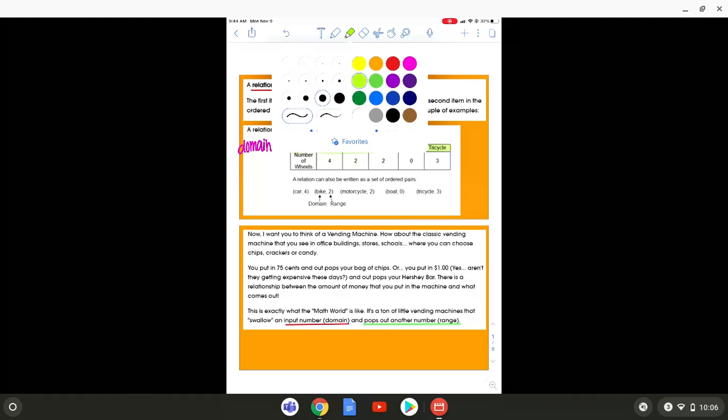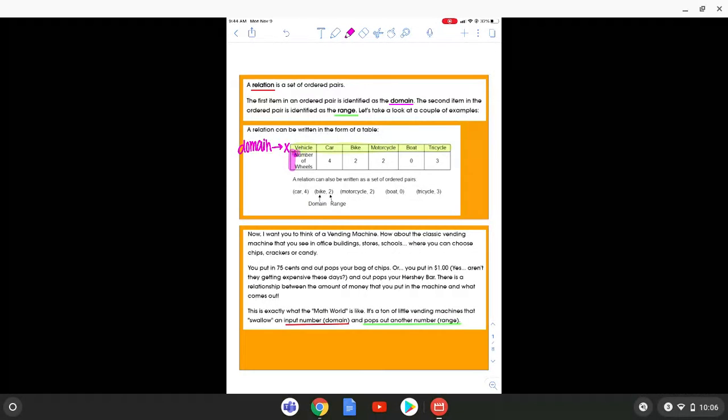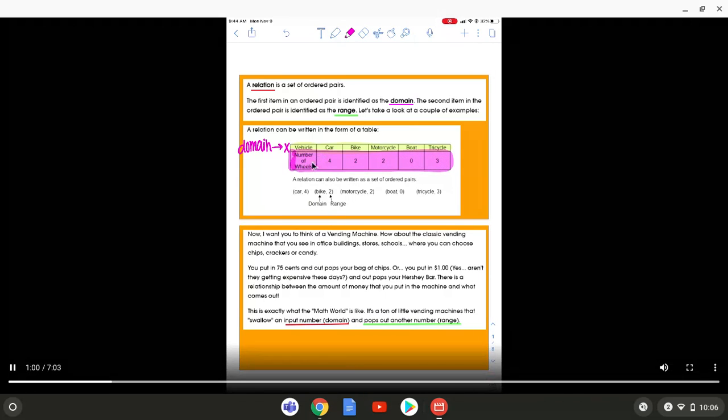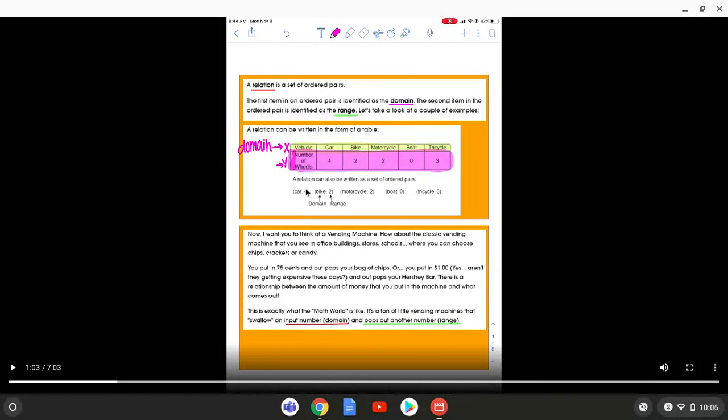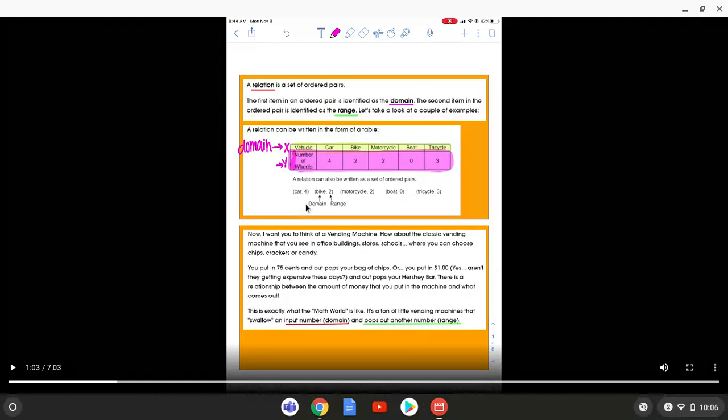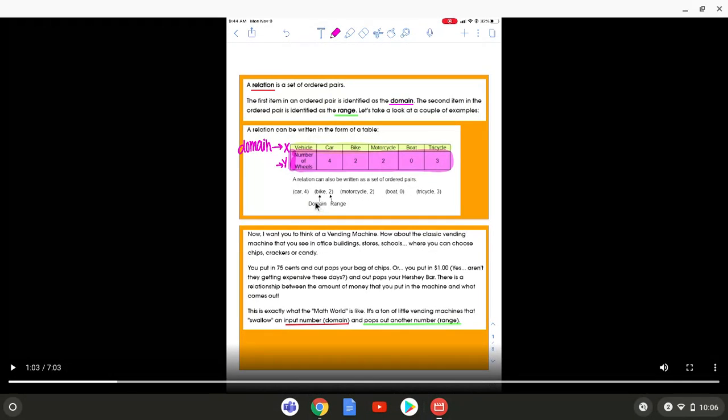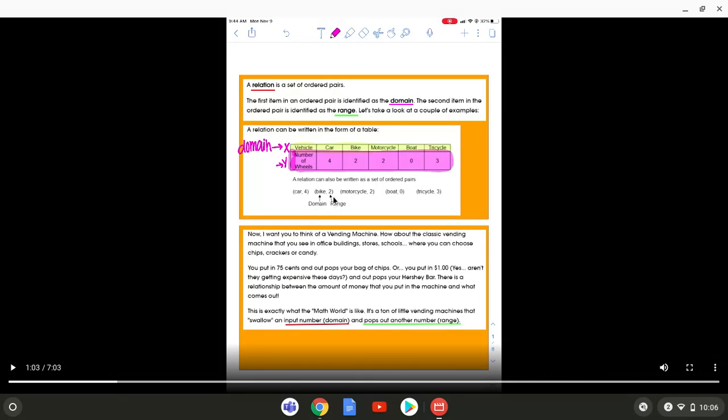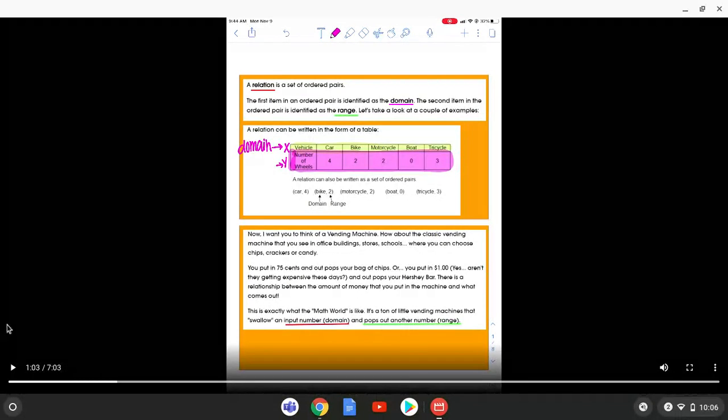Now on the bottom here, we have our range or our y values. That is what we call our dependent variable, because the number of wheels here is dependent on the car and not the other way around. So here we would write these just like this: car 4, bike 2, motorcycle 2, boat 0, tricycle 3. In this case, the vehicle type is our domain, and the second number, or the number of wheels, is our range.